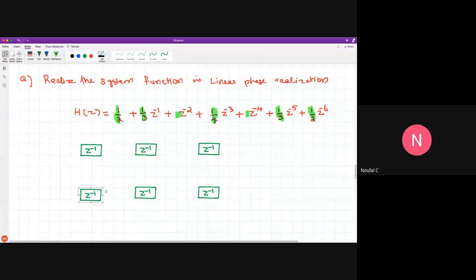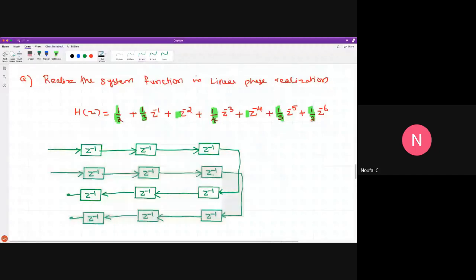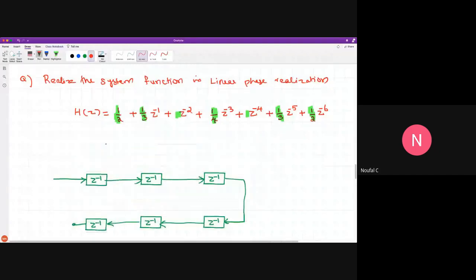Right. Now what should I do? I'm taking x of n at this point. So let me draw this way. Now I need to find the grouping. So before we move to the realization, let me write it in a grouped way, so that would be helpful for you to get the things done.